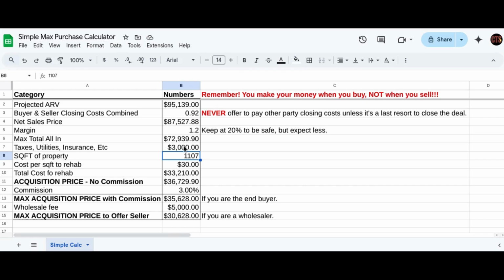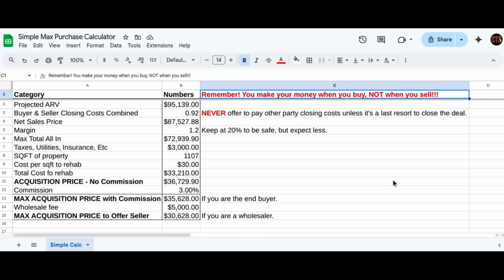So that's the simple, easy way to evaluate a property and figure out what your max acquisition price can be. And the last thing I'm going to say is this. This is super important. Remember, you make your money when you buy, not when you sell. If you overpay when you buy, you're not going to make any money. That is the most important thing you need to know out of this. Said it three times. It should be stuck in your brain now.